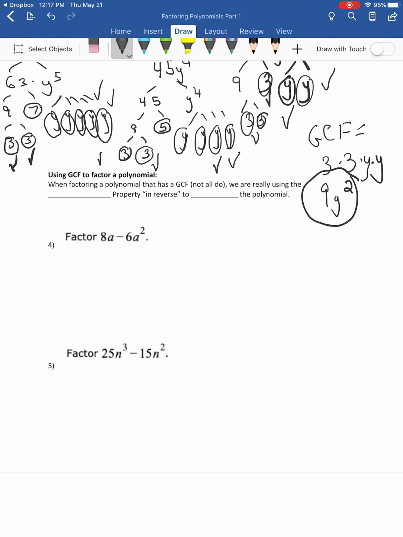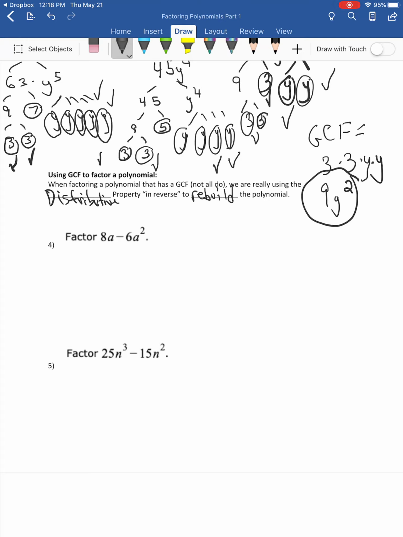Okay, now we're actually going to use GCFs. We're going to apply it to factor a polynomial. So when factoring a polynomial that has a GCF, and not all do, this is just a special case where the GCF exists. Most of the time you don't have a GCF, sometimes you do. So when factoring a polynomial that has a GCF, we're really using the distributive property in reverse to rebuild the polynomial. Okay, let's take a look at examples so that'll make some sense.